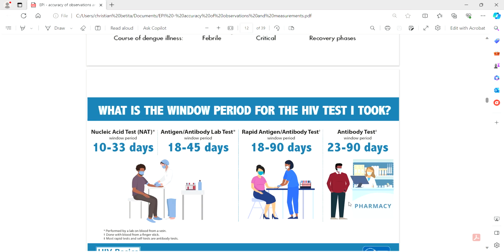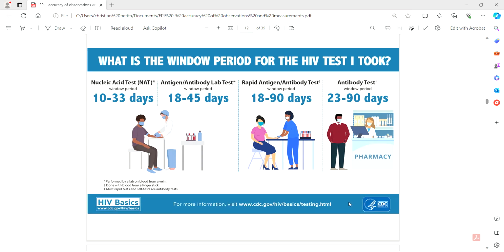Similarly, your HIV test. Your nucleic acid test and your antibody tests, they all have a window period. The window period corresponds to the time from exposure to the HIV virus until the time that the test will detect the antibody. So before 10 to 33 days for the nucleic acid test, the HIV antibody will be undetectable, and therefore your nucleic acid test will have a negative result before the window period.